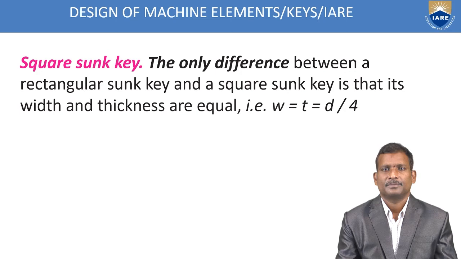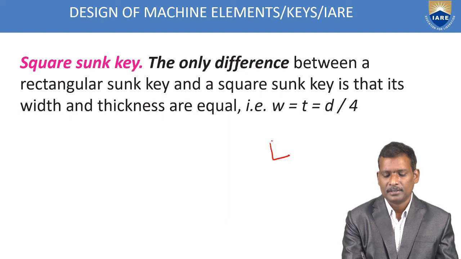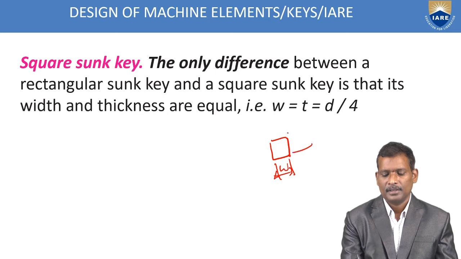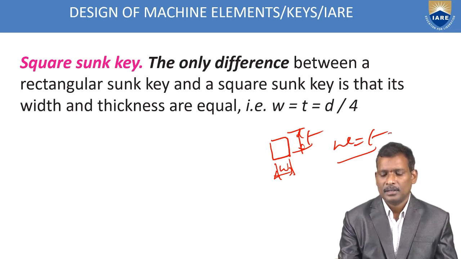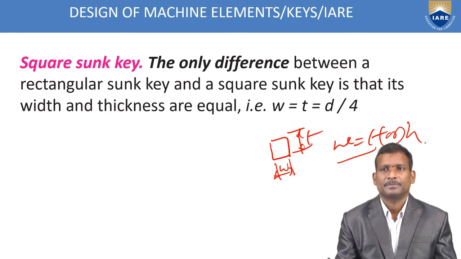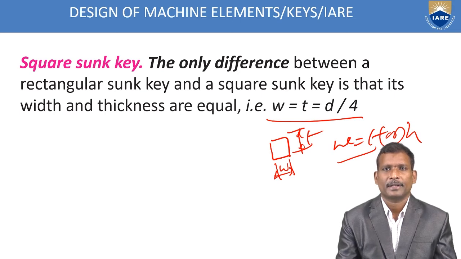Next, square sunk key. The only difference between the rectangular sunk key and a square key is that its width and thickness are equal. In the square type, the width and thickness are the same. Width and thickness, W is equal to T or B is equal to T, T or H, the depth of the key. So you can directly take D by 4, one by fourth of the shaft diameter. This is the only difference between rectangular and square.